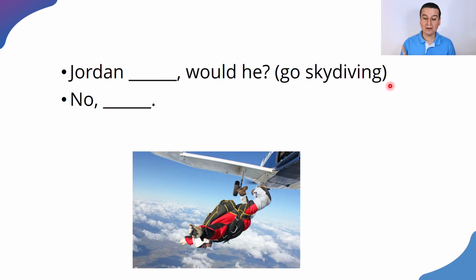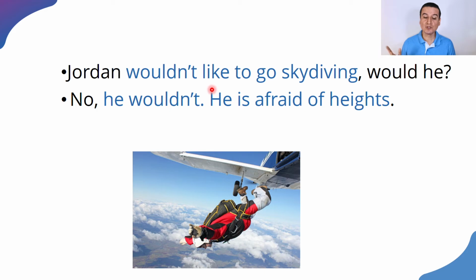Jordan, so singular. The question was, would he? So we need would, and the verb was go skydiving. We added here like. Hope you don't mind. The question is, Jordan wouldn't like to go skydiving, would he? So would he, because that was affirmative, or there was no negation, so we put the negation in the stem. Wouldn't like to go skydiving, would he? No, he wouldn't. He's afraid of heights. Just because we had afraid from the other sentence, we could use that as a reference here, and we can complement this. Listen to the pronunciation. Jordan wouldn't like to go skydiving, would he? No, he wouldn't. He's afraid of heights. All right, thank you. Next.